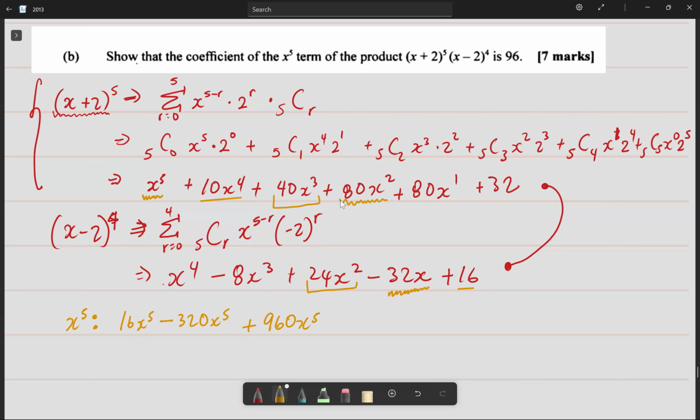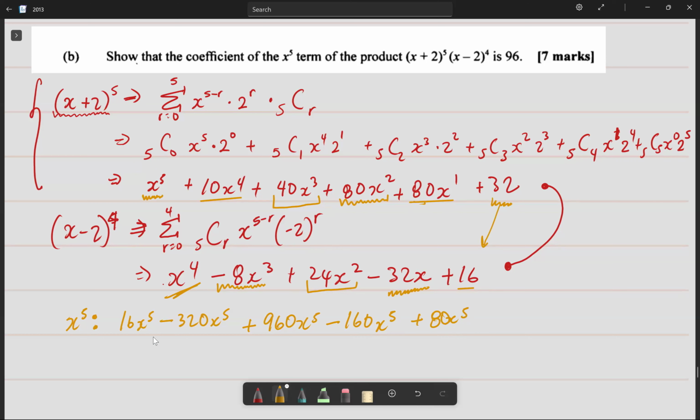This one would multiply by this one to give us x to the 5th. So 40 times 24 equals 960. So that's plus 960x to the 5th. For this one to become x to the 5th, we would have to multiply it by this component. So that becomes minus 160x to the 5th. Now, for this one to be x to the 5th, it needs to multiply by this one. So that becomes positive 80x to the 5th.